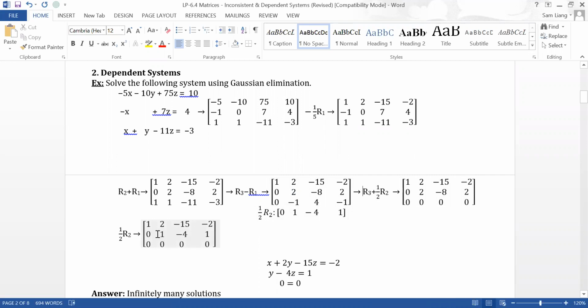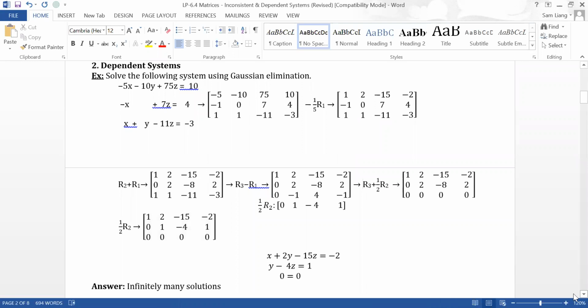So you have the staircase pattern and the ones as leading entries, and then any row with all zeros has to be at the bottom. This is the example we didn't see in the past few days, the last condition in row echelon form. So that's the third condition met, and now I'm going to write it as a system: x plus 2y minus 15z is -2, y minus 4z is 1, and then 0 equals 0.